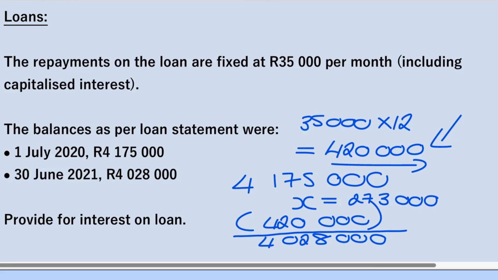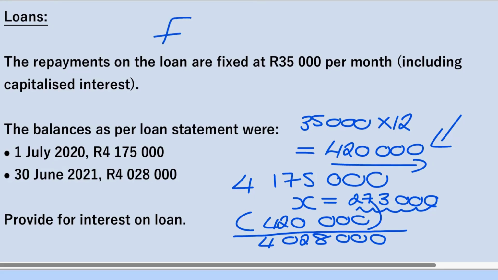Good. Now, my question further is, what do we do with that 273? Where do we work with that? So that 273,000 is going to be recorded in your income statement. The line just above where it says net profit before tax. You're going to enter this 273,000 Rand as your interest expense.